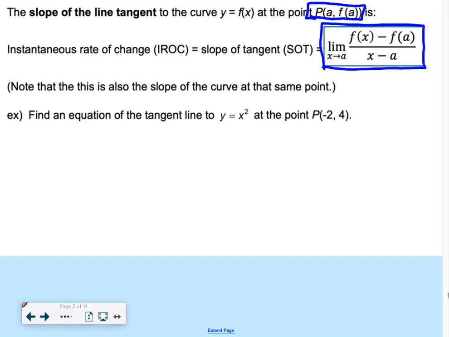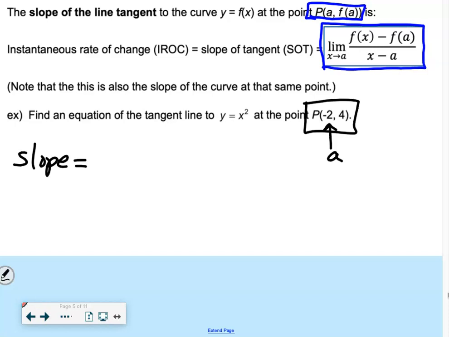So find the equation of the line tangent to y equals x squared at the point -2, 4. Do we have a point? Yeah, it's -2, 4. It was given, right there. So the only thing we need to find is the slope, which you can call m. We need our a for this formula. It's -2, the x value of the point.